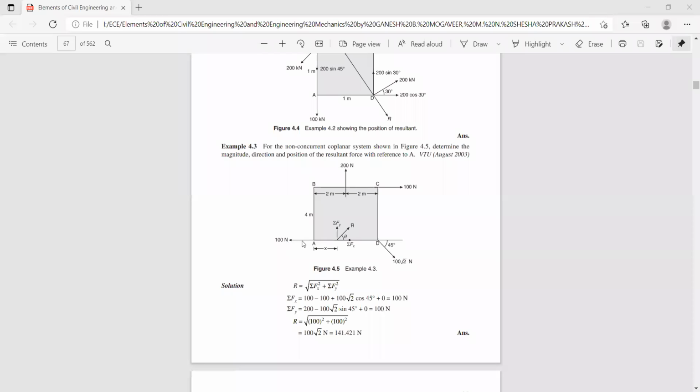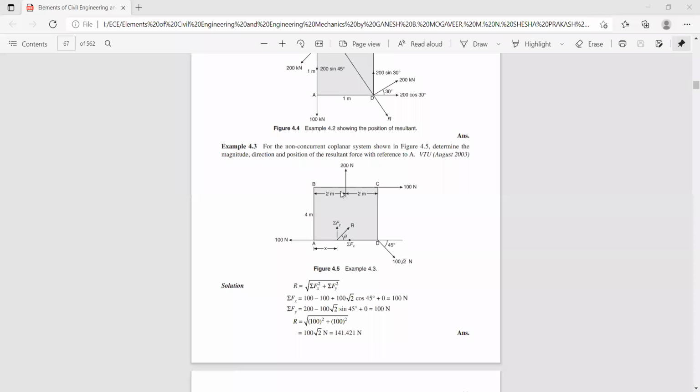For the horizontal 100 Newton force, since it is acting along line AD, the perpendicular distance is 0, so you can neglect it because it is acting along the x-axis; the moment is 100 into 0. Next, we shall consider the 200 Newton force. It is acting in the upward direction, and if you project the line of action like this, it is acting like this. Correct? It is acting in the upward direction.